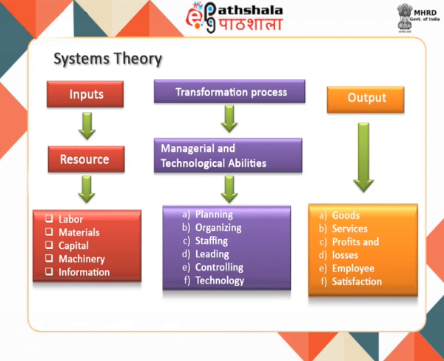The systems theory views an organization as made up of a number of interrelated elements, each functioning as a system to contribute to the purpose of the whole organization, which exists in an interdependent relationship with the external environment. The diagram provides an insight into the understanding of the theory.